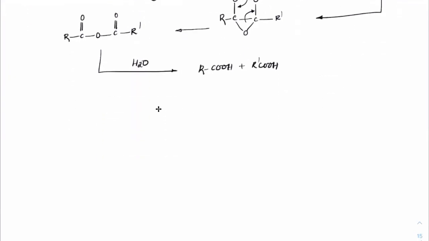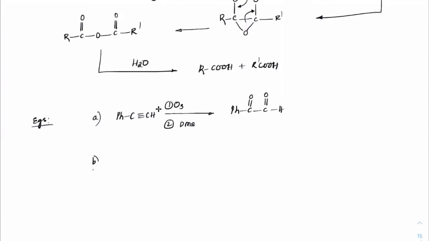Next, see a few examples here. Suppose you have Ph, C triple bond CH, and you treat that with O3, second DMS. So this will be Ph, C double bond O, C double bond O, and H. And if the same reaction is done with O3 in the presence of H2O, what do we get, beta? PhCOOH plus HCOOH, correct? So it will form an acid.